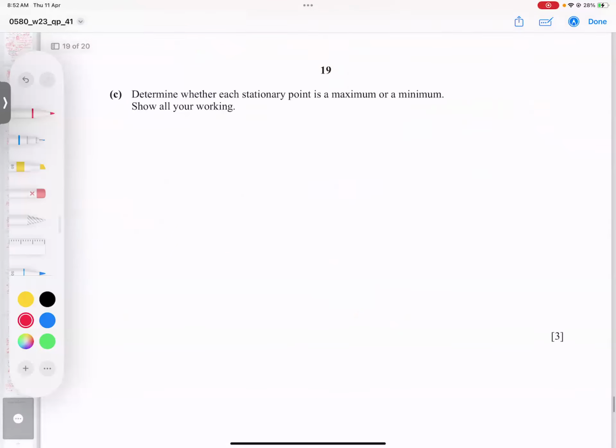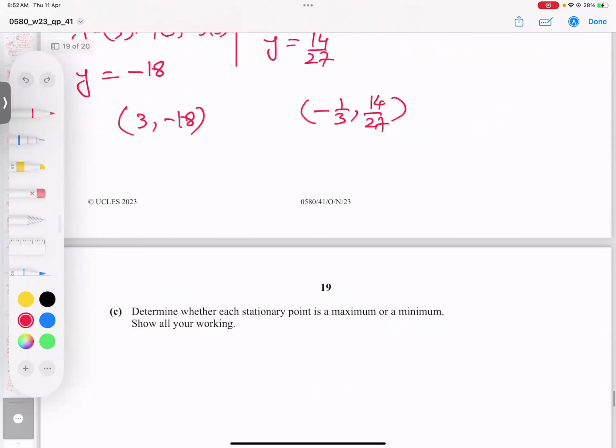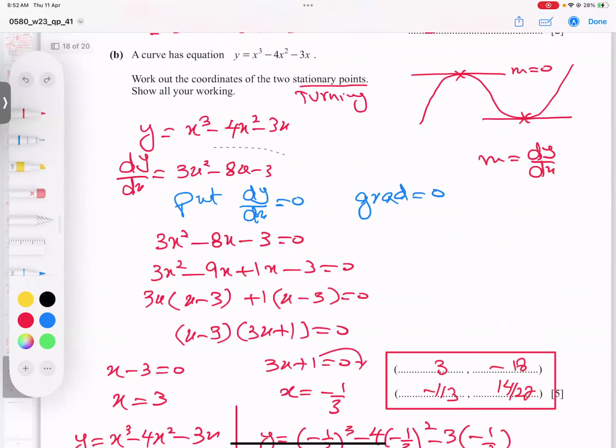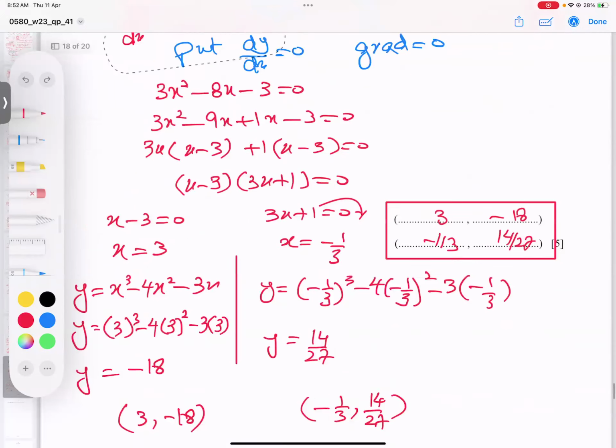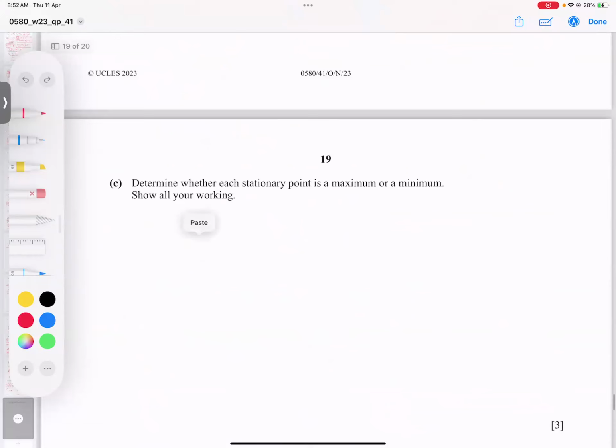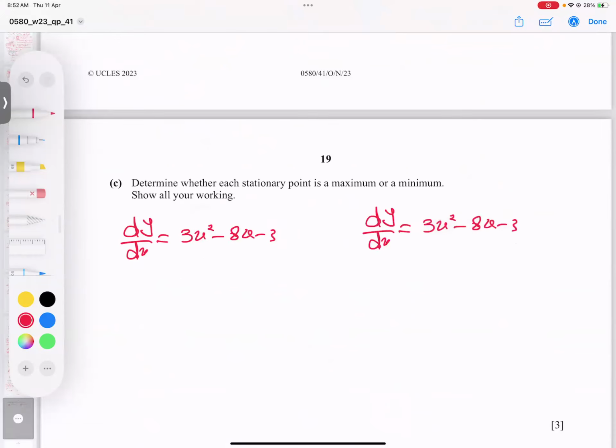So he's asking to determine whether stationary points are maxima or minima. So I'll go for second derivative. For that reason, I need to copy this first derivative. This is very important. So copy paste here two times. Why two times? Because I have 2 points. So differentiate here d2y over dx2. This is called second derivative: this 2 will go on d and this 2 will go on x.